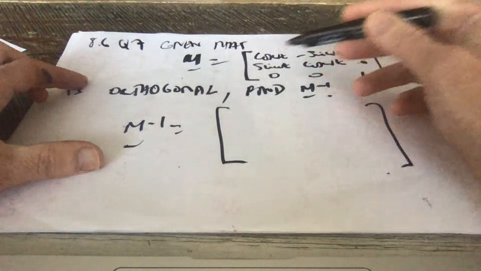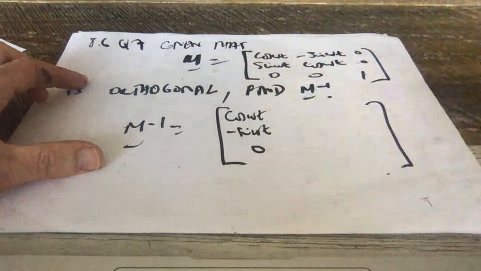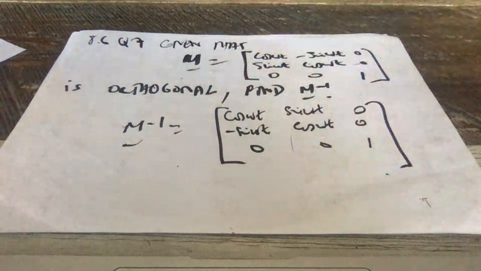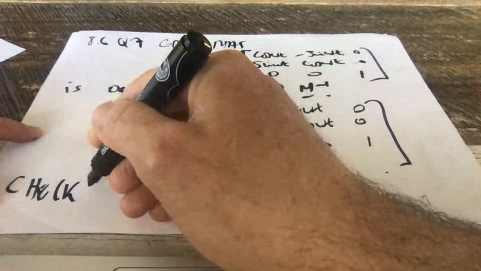So the first row becomes the first column. So you get cos omega t, minus sine omega t, zero. The second row becomes the second column. So you get sine omega t, cos omega t, zero. And the third row becomes the third column. And that's what you get. And you can check that M inverse M is equal to I. But I'm not going to do it because it's too easy.